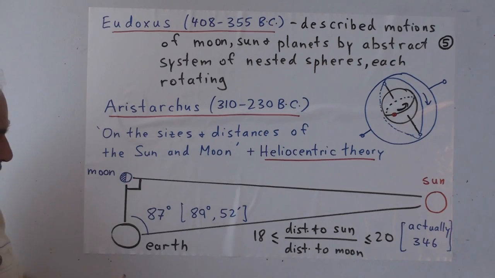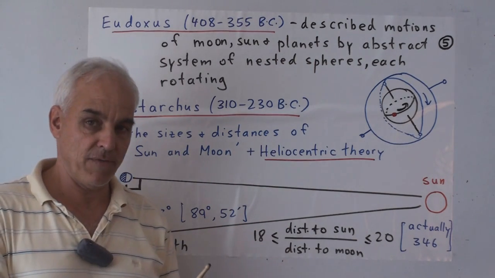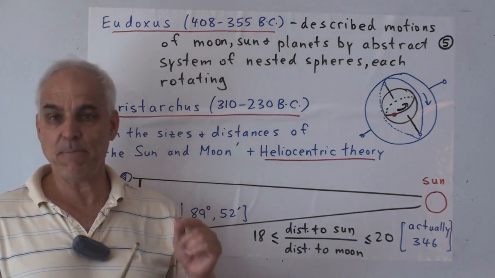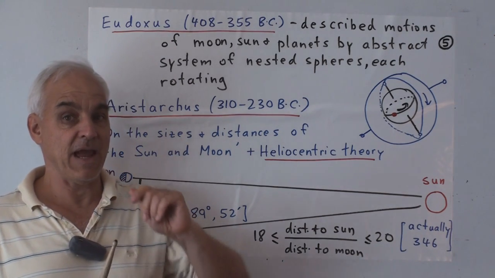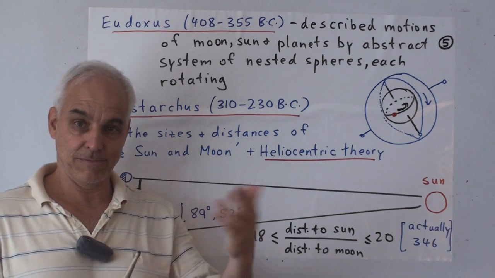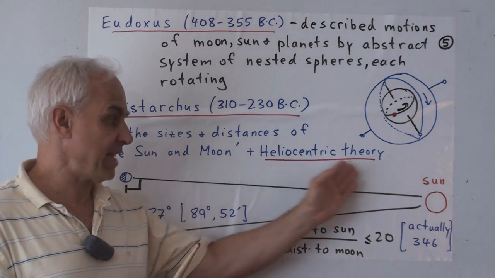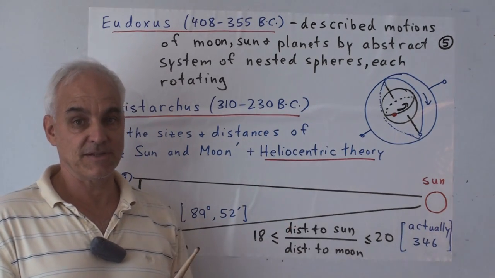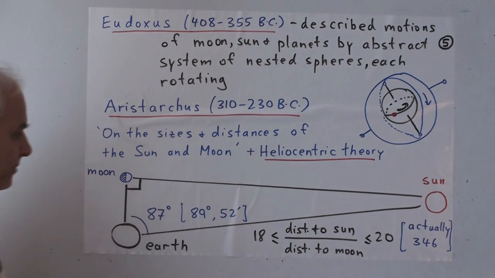He's also famous for having proposed a heliocentric theory of the solar system. He was the first person to suggest that maybe everything did not go around the Earth, and maybe in fact everything actually went around the Sun. Of course, many centuries later, 2,000 years after that, Copernicus came along and basically reintroduced this theory, along with a lot more evidence for it.